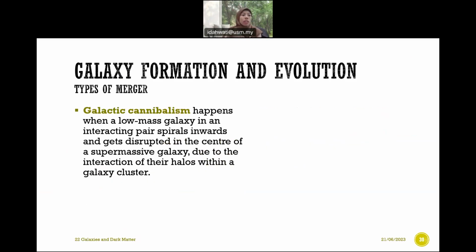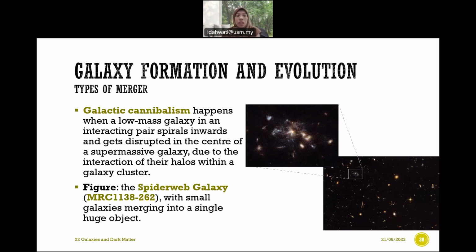So what is galactic cannibalism? It is a type of merger that happens when a low mass galaxy in an interacting pair spirals inwards and gets disrupted in the center of a supermassive galaxy. This is all due to the interaction of their halos within a galaxy cluster. For example, the Spiderweb galaxy here, with small galaxies merging into a single huge object.